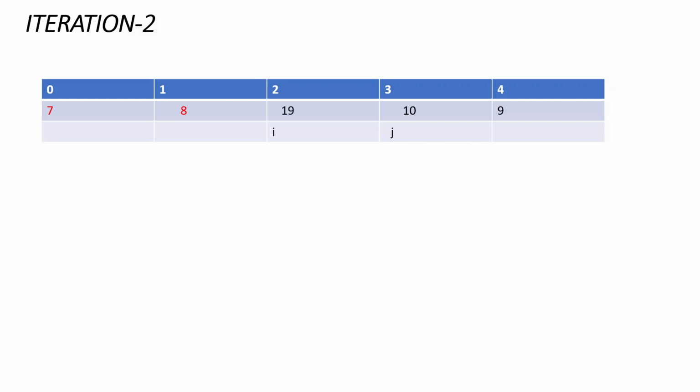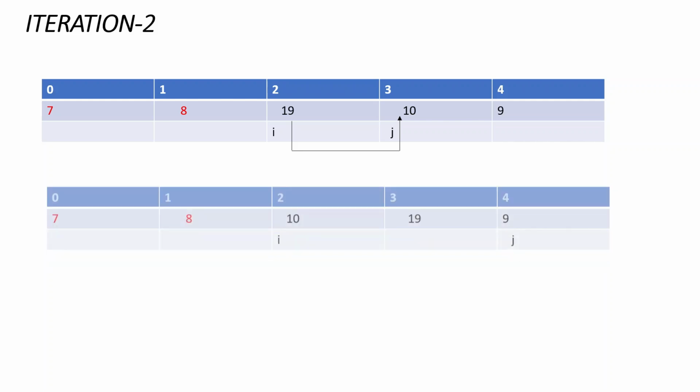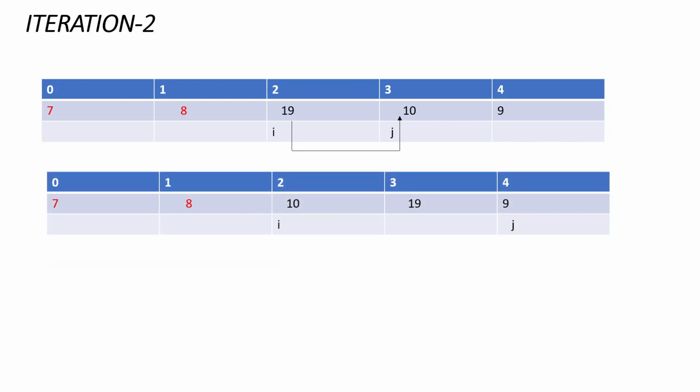Now here, the element at index 2 is 19 and the element at index 3 is 10. Whenever we check the condition, here 19 is greater than 10, so the condition is true. When the condition is true, I have to swap the elements. After swapping, at index 2 the element is 10 and at index 3 the element is 19, and I am incrementing j by 1. So now j is at the fourth index.